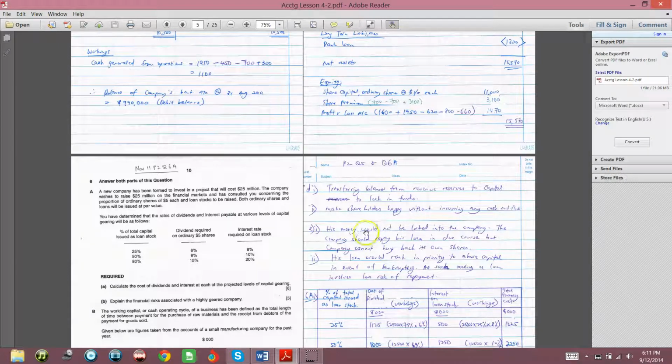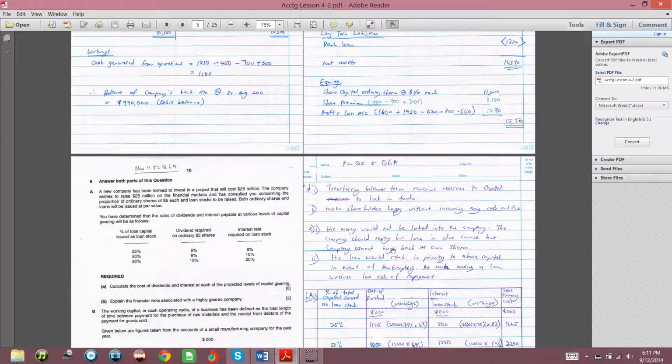If the director subscribes for new shares in the company, his money would be locked into the company. The company should repay the loan in due course, but the company cannot buy back its own shares. So that's why the director might prefer to make a loan to a company, because the company has to pay back the loan in due course.